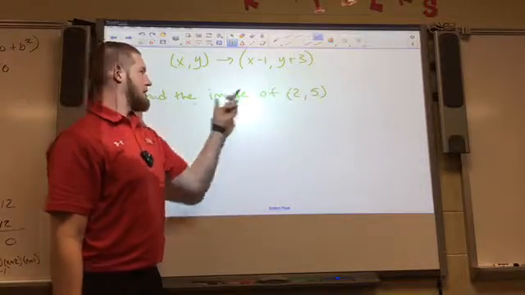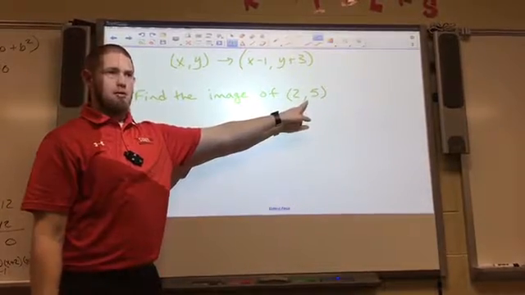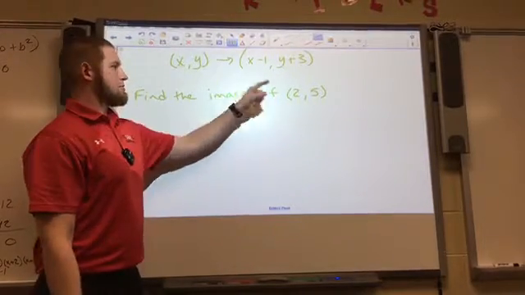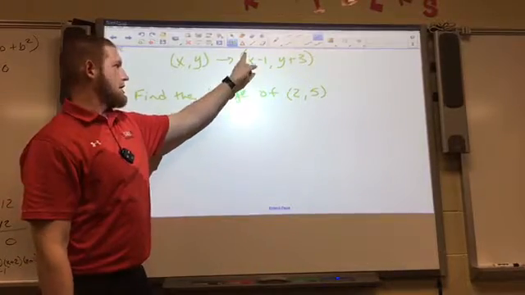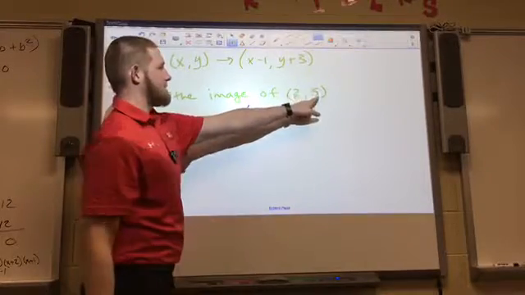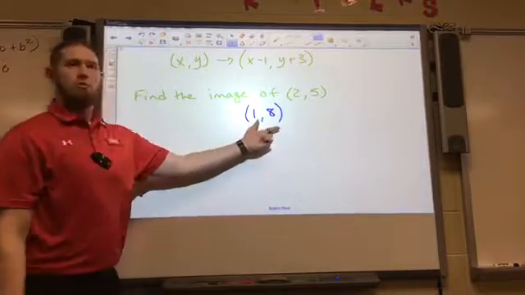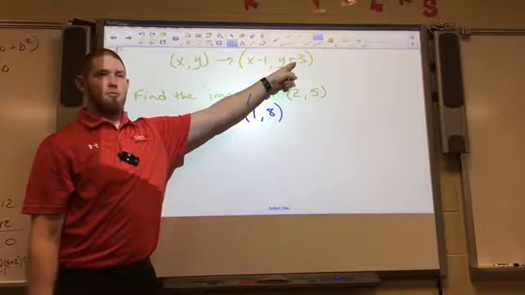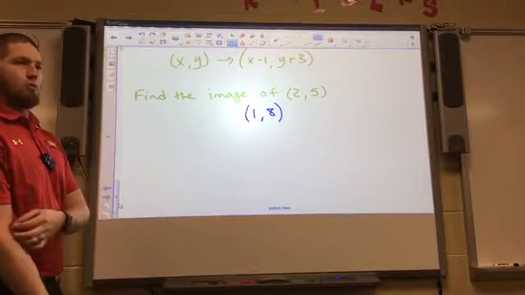I plug them in. First of all, if I'm finding the image, that must mean this is the what? The pre-image. Good. Okay, so if this is the pre-image and I want to find the image, then I need to do this translation, right? So I need to take my 2 and subtract 1. And I get? And I need to take my 5 and add 3 and I get? That would be your new coordinate point after a translation of left 1 and up 3.